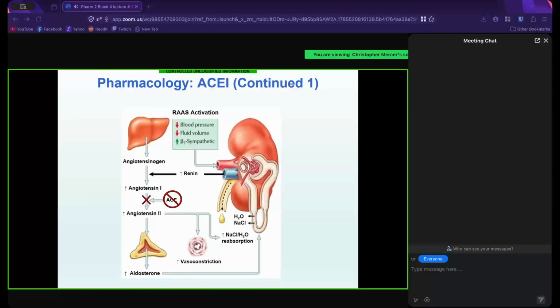This is just showing that action. Once again, the red circle with the cross, or the hash, you should be able to go back into that main RAS and see, but this is just a blow up of that one portion. The ACE inhibitor, obviously inhibiting the angiotensin 1 to angiotensin 2, which means it blocks, keeps from happening all those downstream effects of angiotensin 2.